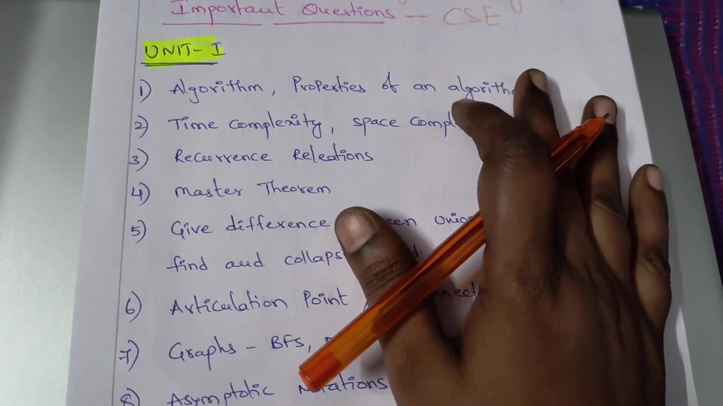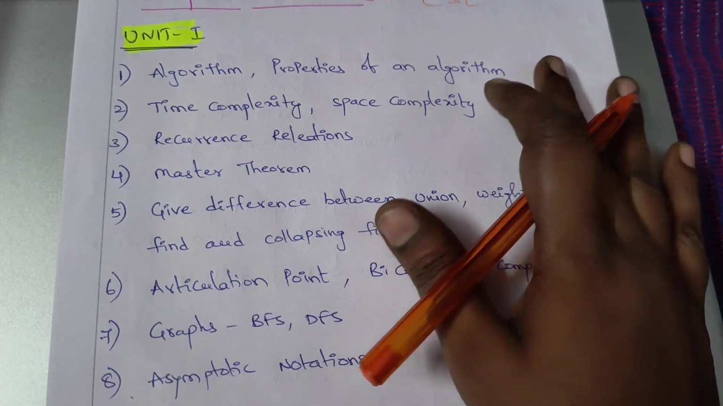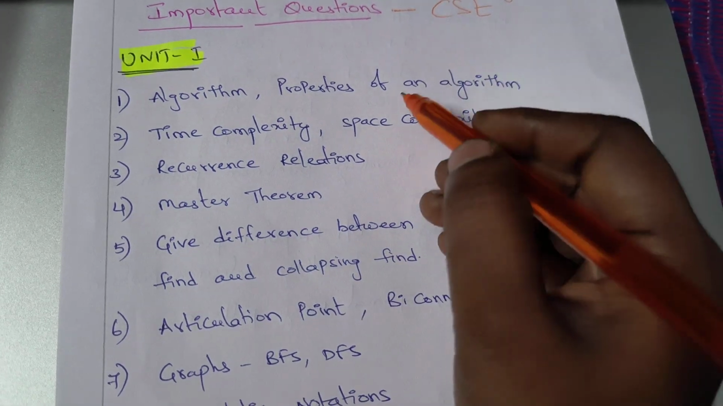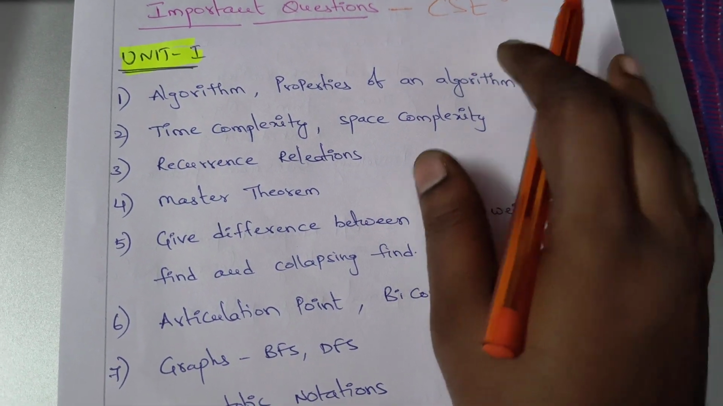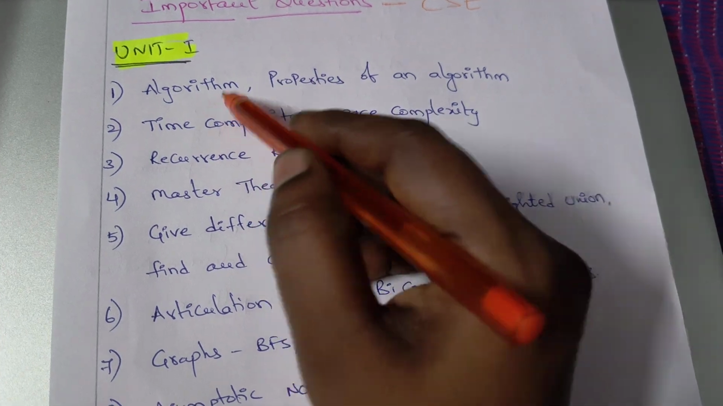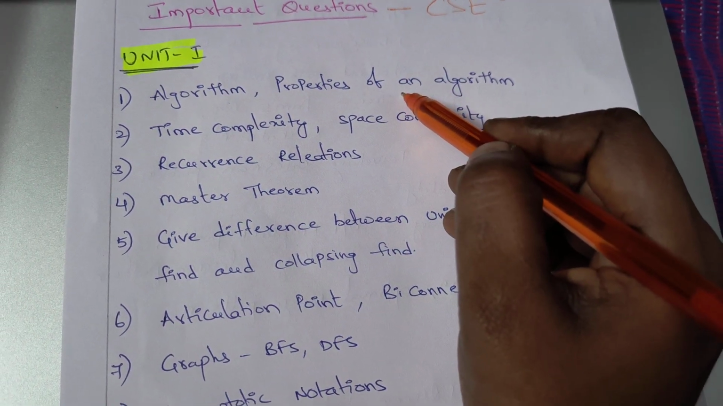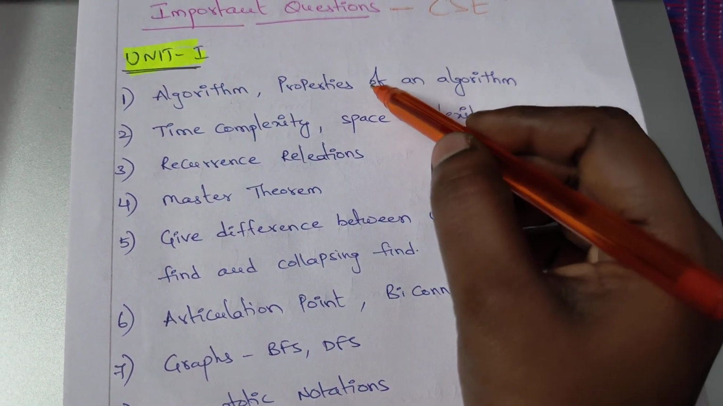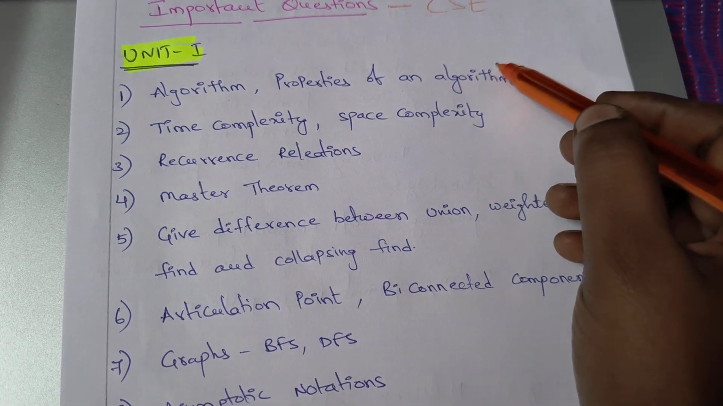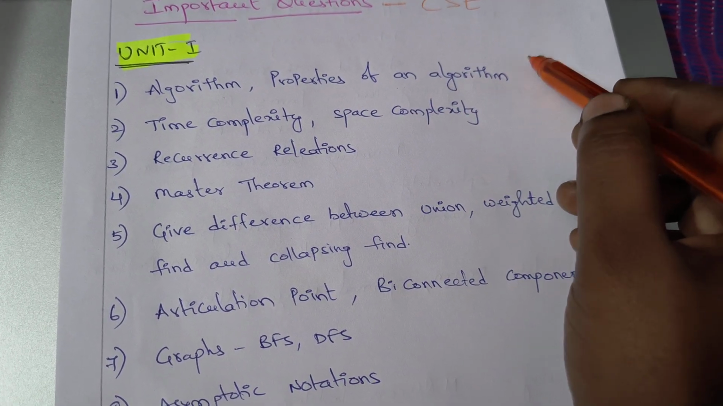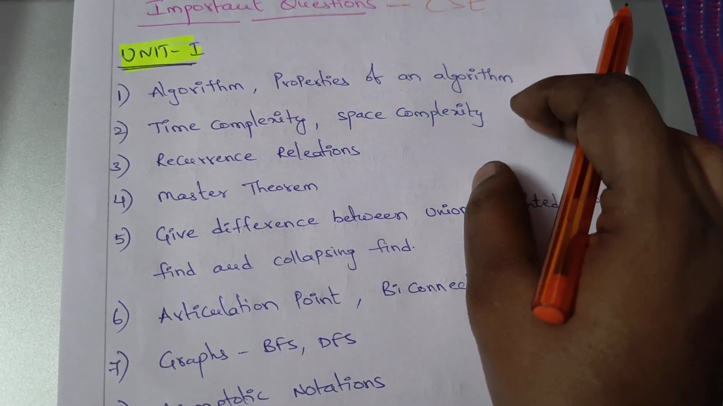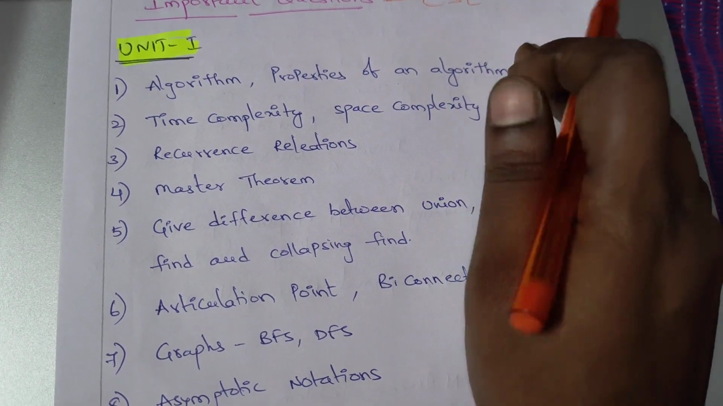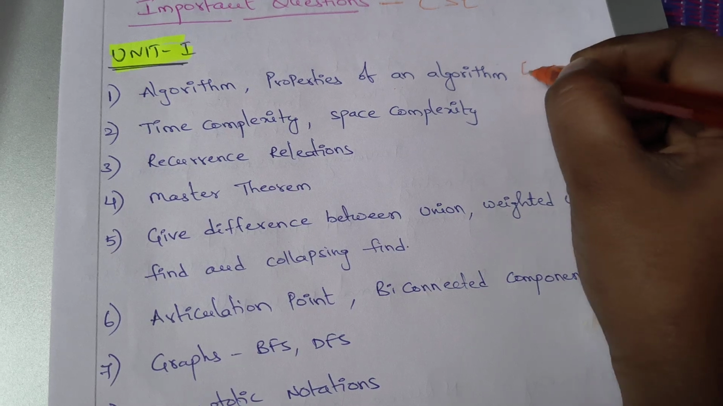Now we'll see important questions from each unit. These are not topics, questions only. The first question is algorithm and properties of an algorithm. You know from first year onwards what to write for algorithm and properties. An algorithm is a step by step process to complete any task in the program, and the properties are input, output, effectiveness, finiteness, definiteness. You can write these under properties of an algorithm. Please don't write only this much, you have to write even the example.